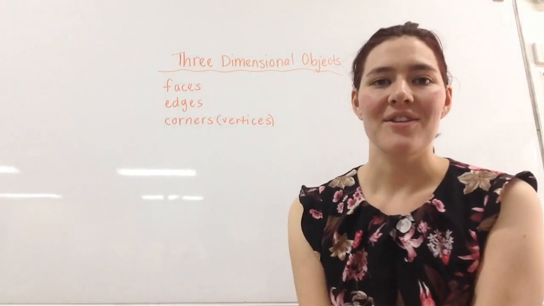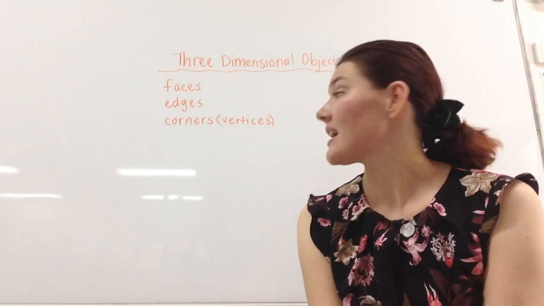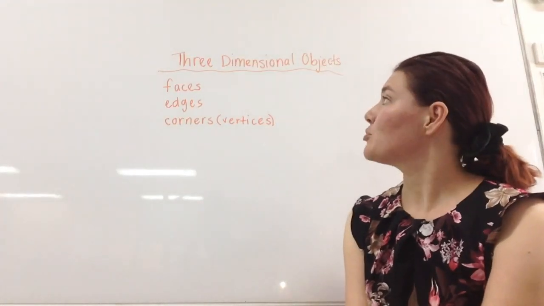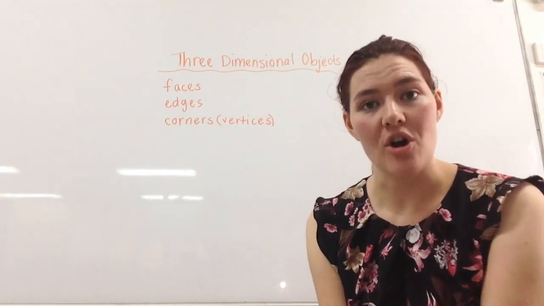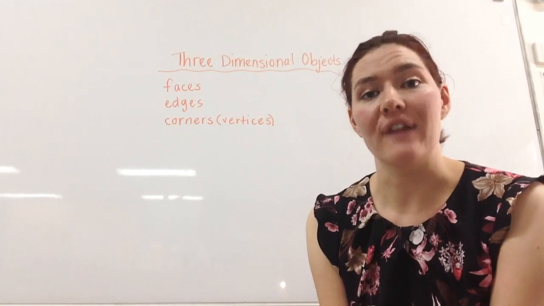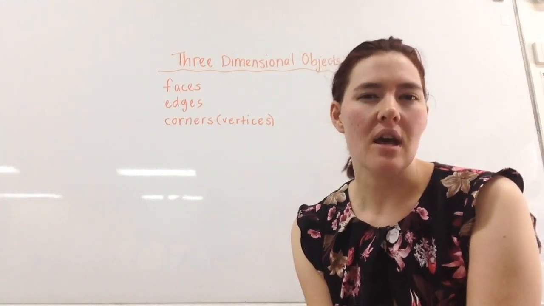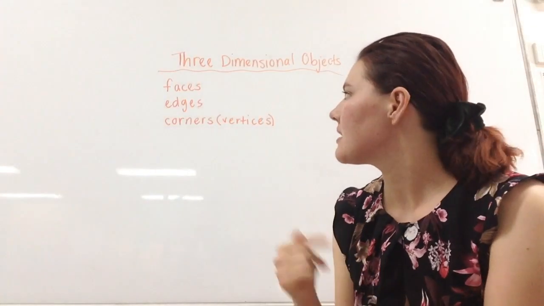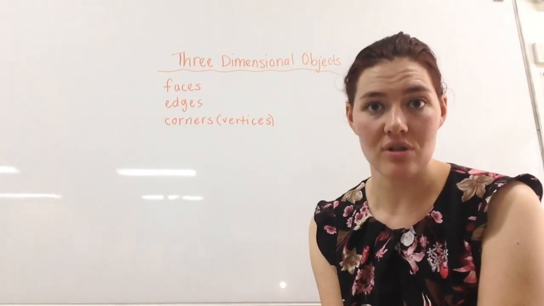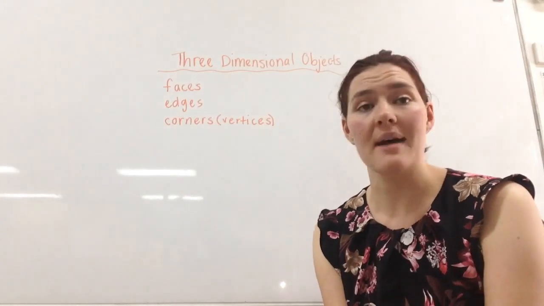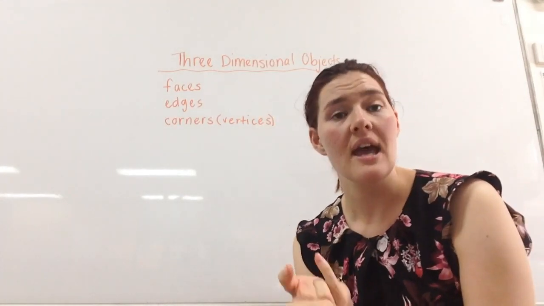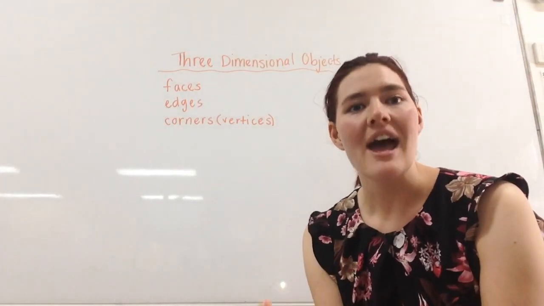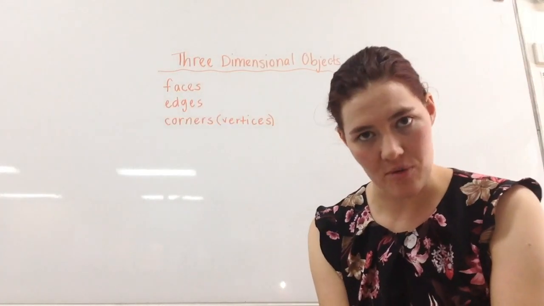Hi everyone, you're going to be playing a game for today's maths activity, and that game will be guessing three-dimensional objects based off of their features. So you are going to be picking a three-dimensional object and putting it in your head. Then you're going to be listing the features of that three-dimensional object. So you're going to tell me how many faces your object has, how many edges your object has, and how many corners or vertices your object has.